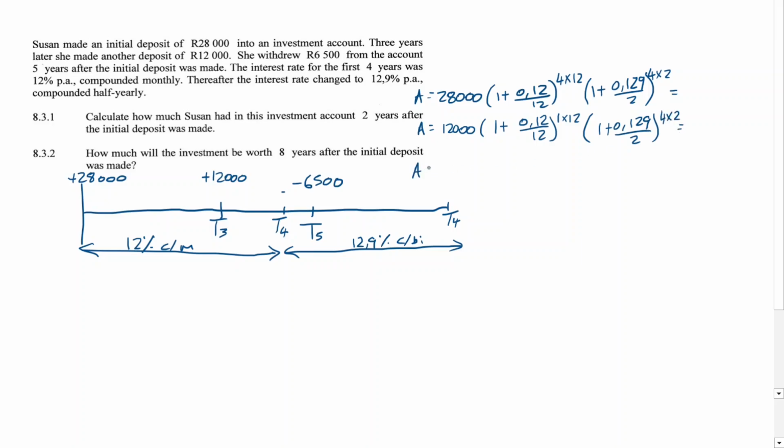Lastly, the other amount of money that I see was that there was a negative 6,500 that came into the question at year 5, where the interest was sitting at 12.9% compounded half yearly, and that was for another 3 years. Sorry, this is 8 here. And all I'm going to do is I'm just going to work out those 3 figures and then literally just add them up. So this is 74,000.